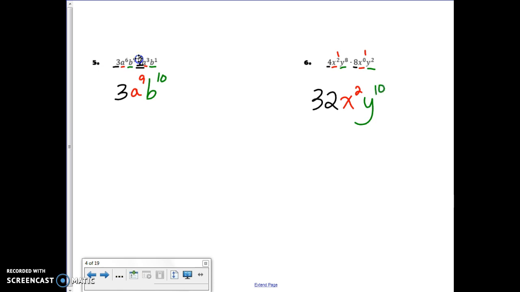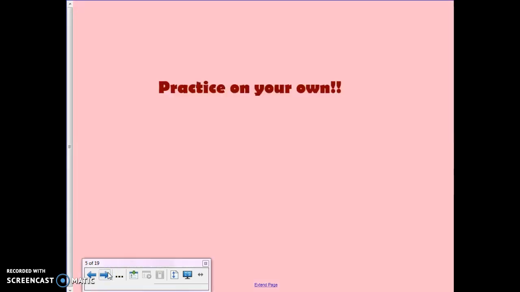There we go. That's how it works for when we are multiplying and when we add exponents. I want you to pause the video right now and practice the couple example problems on your own.